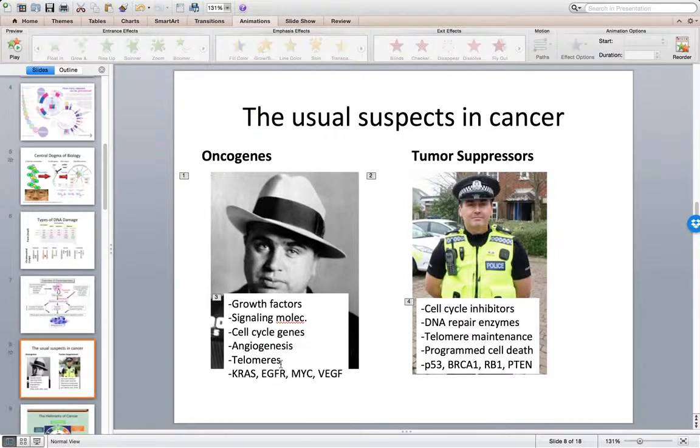Everybody's like, what? Yeah, I'm going to be able to see the length of my telomere this summer. It's going to be so cool.